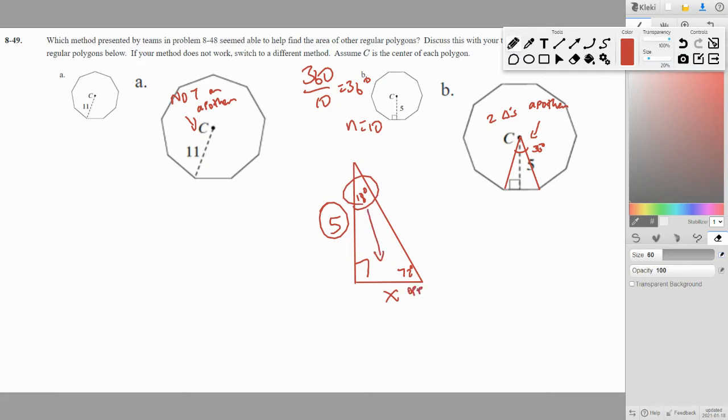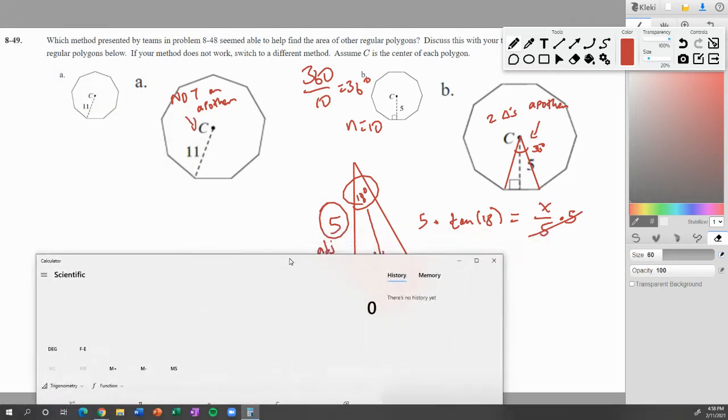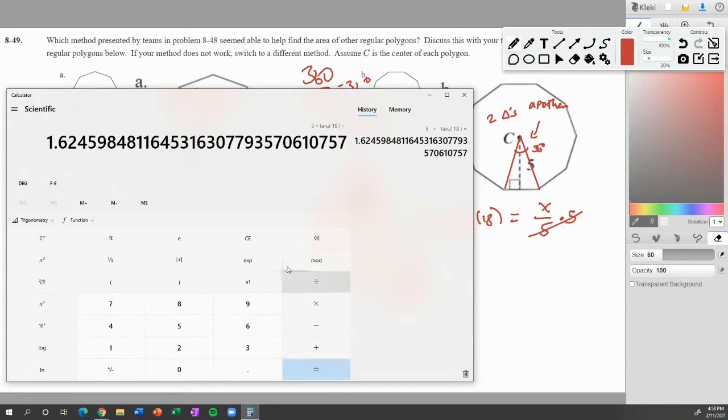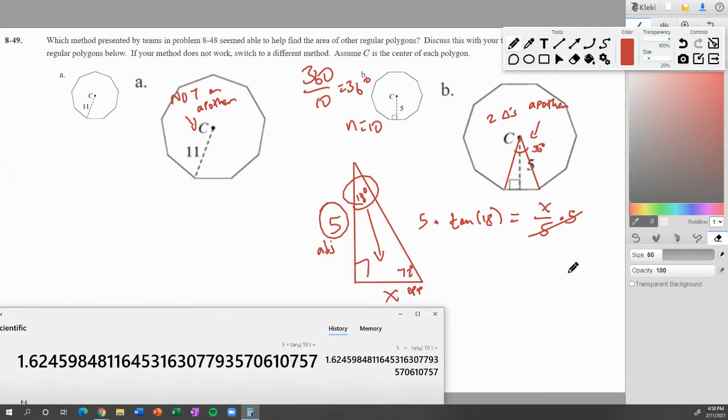So what I'm going to do is use 18 degrees as my reference angle. This x is opposite and the 5 is adjacent. So to set up a trig equation here, it would be tangent of 18 is equal to x over 5. To solve for x, just multiply 5 on both sides. Let me plug this into my calculator here. For me, I would get 5 times tangent of 18, and you press enter, you should get 1.62. So 1.62 is going to be x.